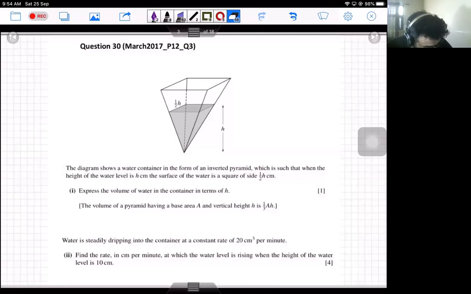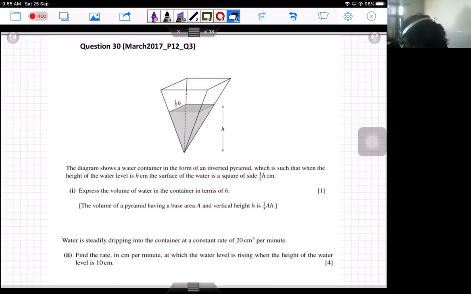The diagram shows a water container in the form of an inverted pyramid, which is such that when the height of the water level is h centimeter, the surface of the water is a square of side half h centimeter. Part one is saying that express the volume of water in the container in terms of h, and the information is given to you that the volume of a pyramid having a base area A and vertical height h is 1 over 3 times Ah.